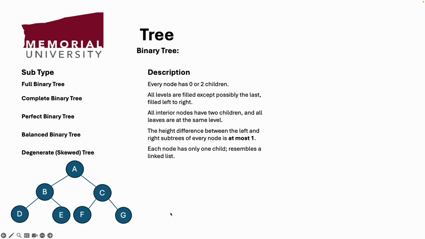What about this one? This is a perfect binary tree. For a perfect binary tree, all interior nodes have 2 children and all leaves are at the same level. So we can see nodes A, B, and C all have 2 children. All the leaves D, E, F, G are at the same level.